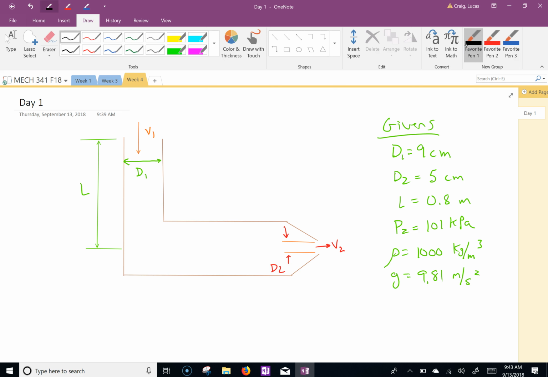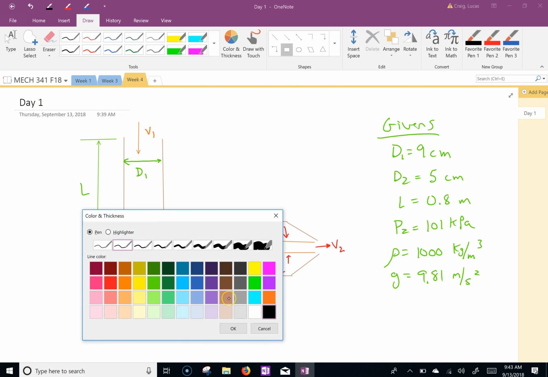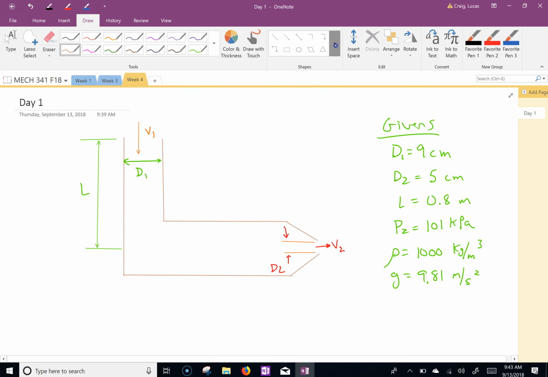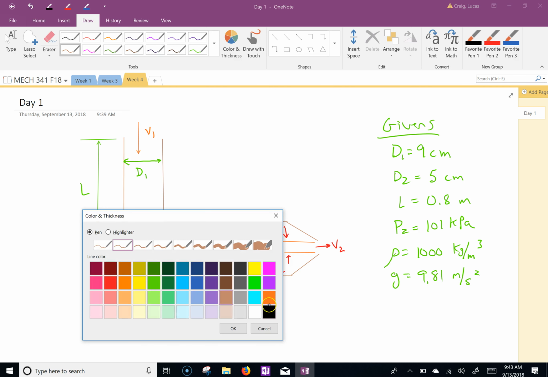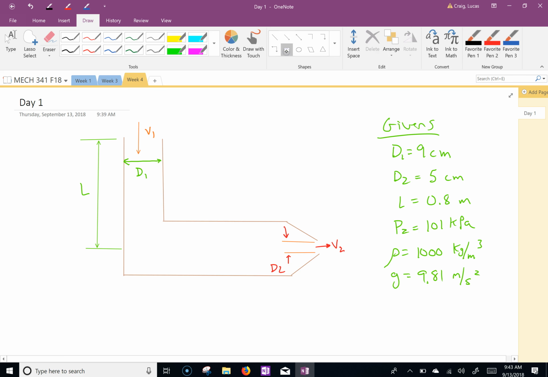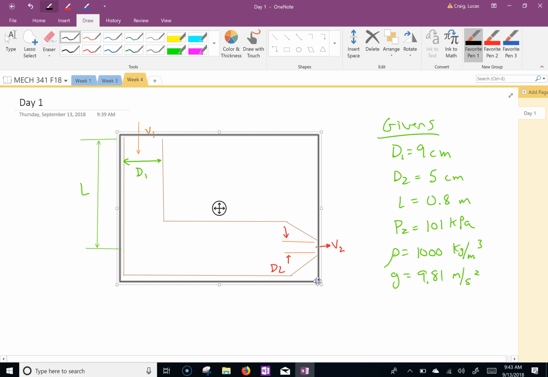Oh, and we might as well make a boundary. Can I do dots? No, but I can do this. Oh, I don't want that color though. There. So here is, the black is our control volume.